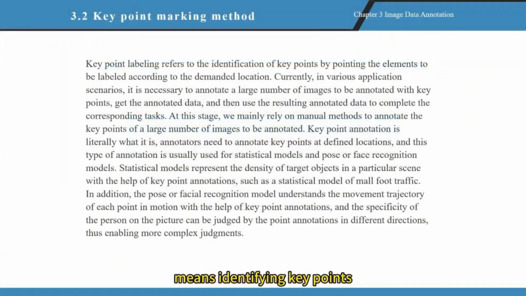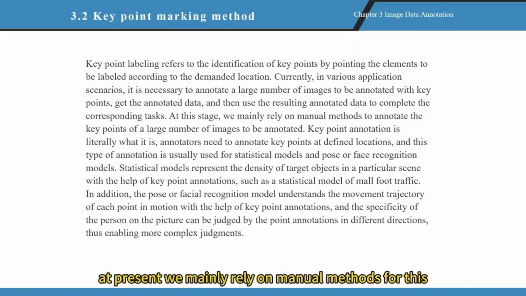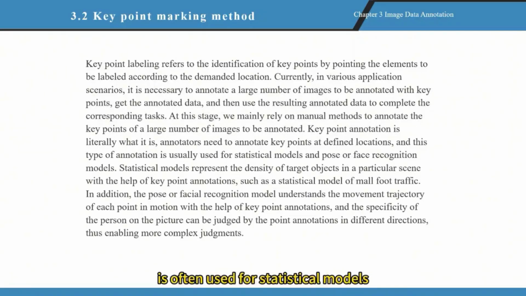Key point labeling means identifying key points by indicating the elements to be labeled at the required locations. Currently, in many application scenarios, a large number of images need to be annotated with key points. We obtain the annotated data and use it to complete relevant tasks. At present, we mainly rely on manual methods for this. As the name implies, annotators mark key points at defined locations. This type of annotation is often used for statistical models, as well as pose or face recognition models.